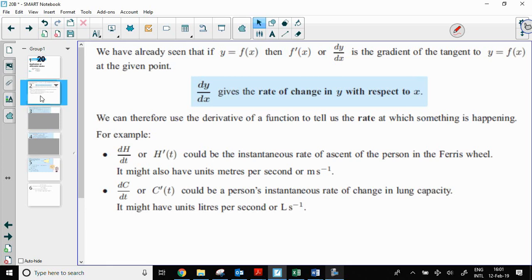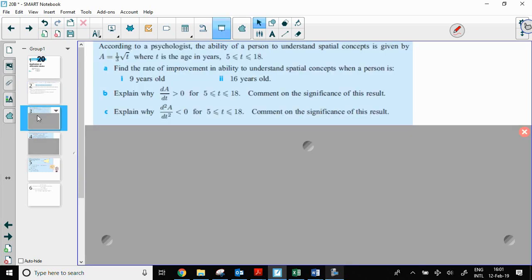Okay, let's just look at a few examples. Some of these are pretty straightforward and easy, but I do have one that I really like at the end. So, first one, okay.